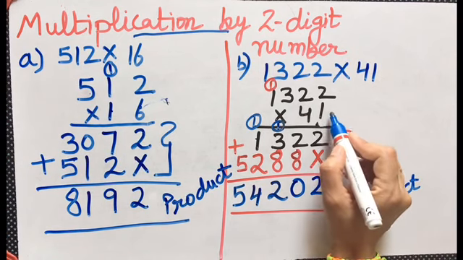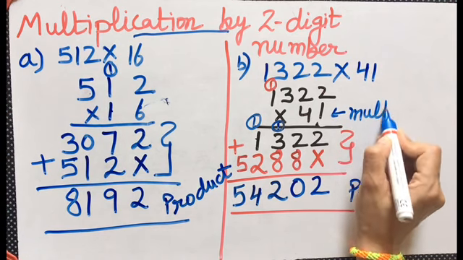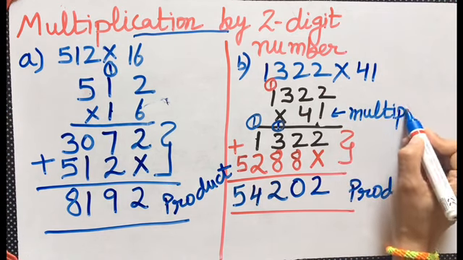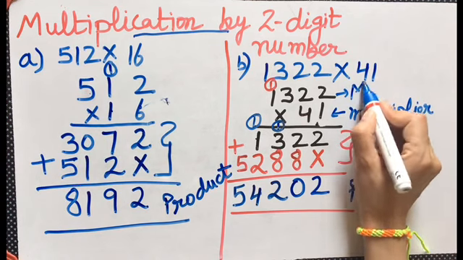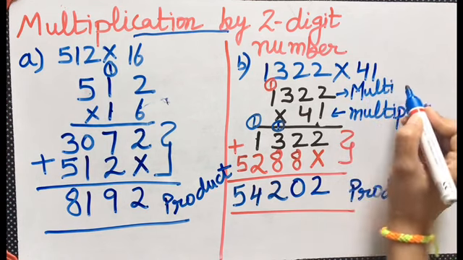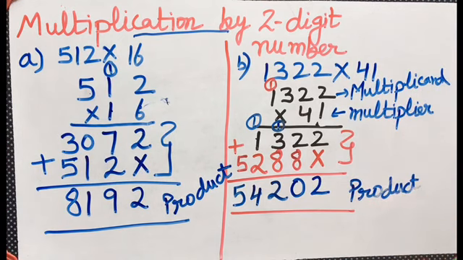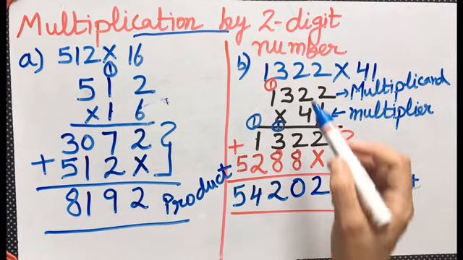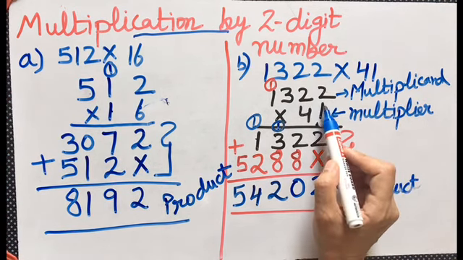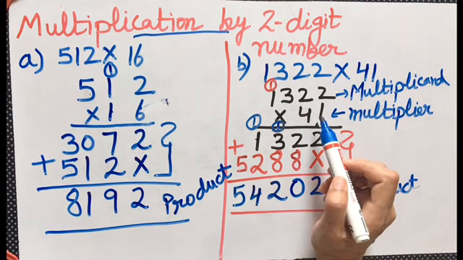Here 41 is the multiplier, M-U-L-T-I-P-L-I-E-R, and this is the multiplicand. So, multiplicand, multiplier and product. Fine. So, we always start with your ones place. Whatever calculation, multiplication you are doing, you are going to start it with your ones place only.